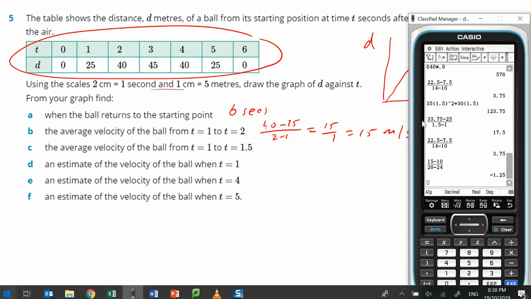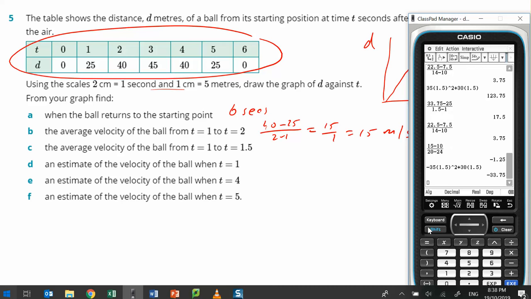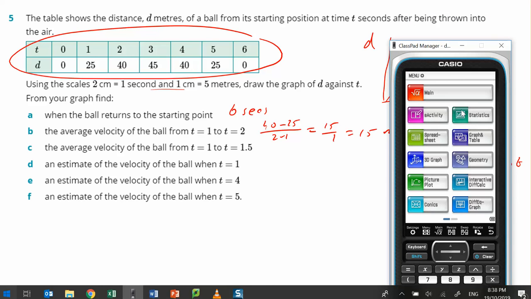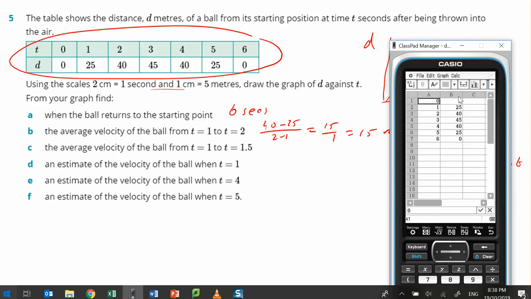So negative 5 times 1.5 squared plus 30 times 1.5. So negative 33.75. Okay. There's almost a value here. Let me check what the issue is. Something not quite right about this.